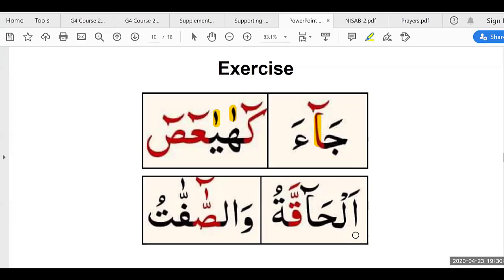Al-Haqqah. Okay, so you paused here, but here the sound of ha, you didn't differentiate from this ha. Can I try that again? Yes, please.